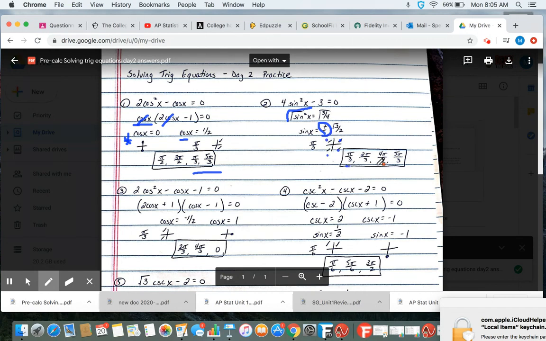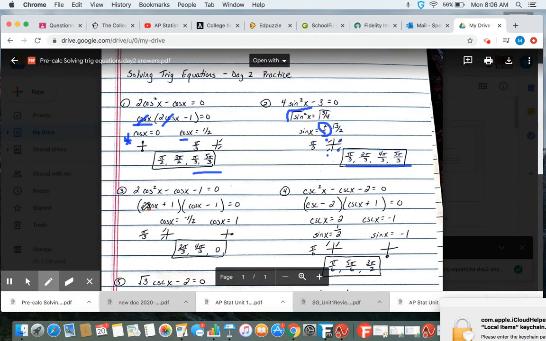In this case, pi over 3 is our answer. Right? What angle has a y value of root 3 over 2? Okay, well, it's the same angle that has an x value of 1/2. Right? It's pi over 3.